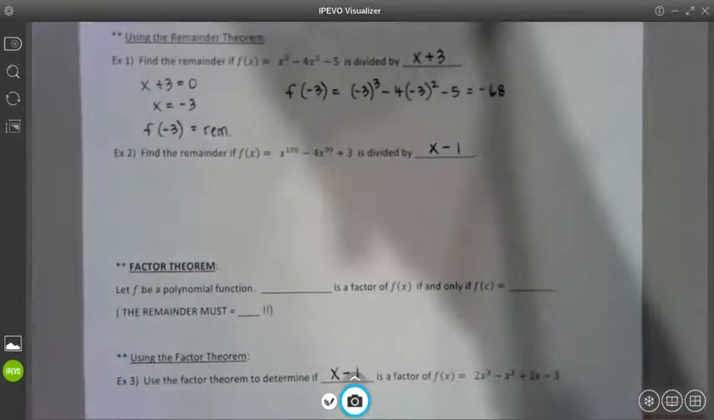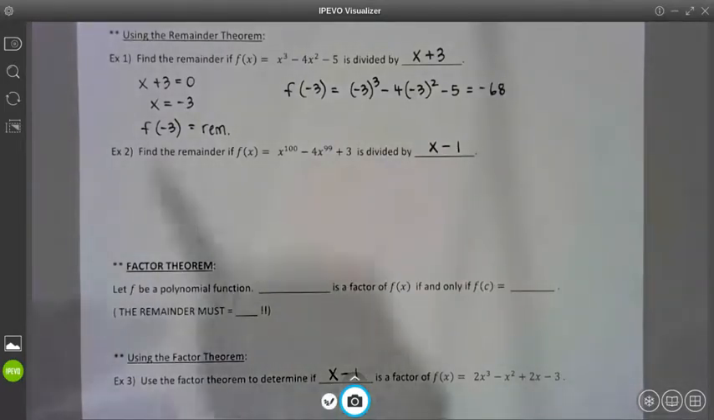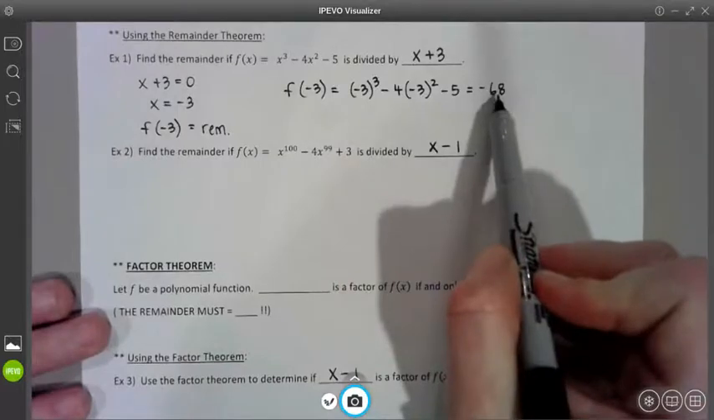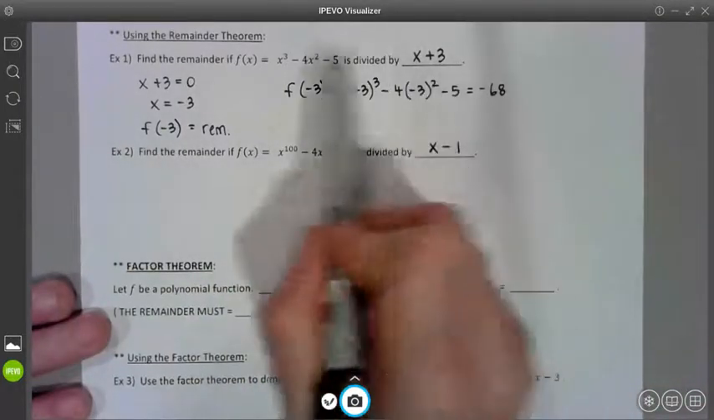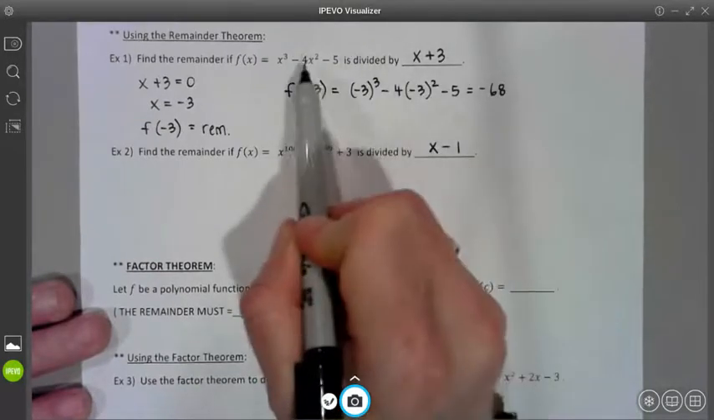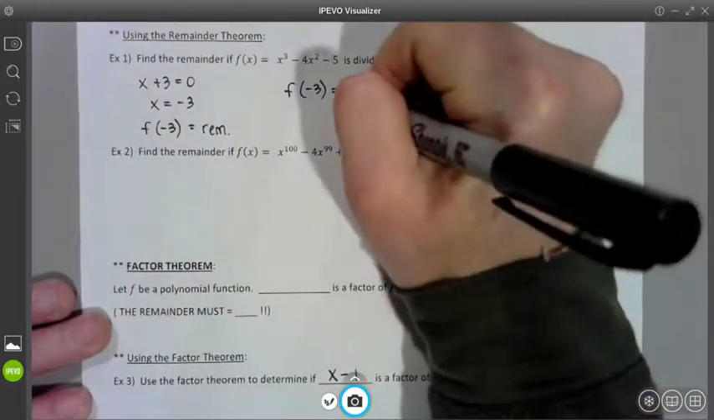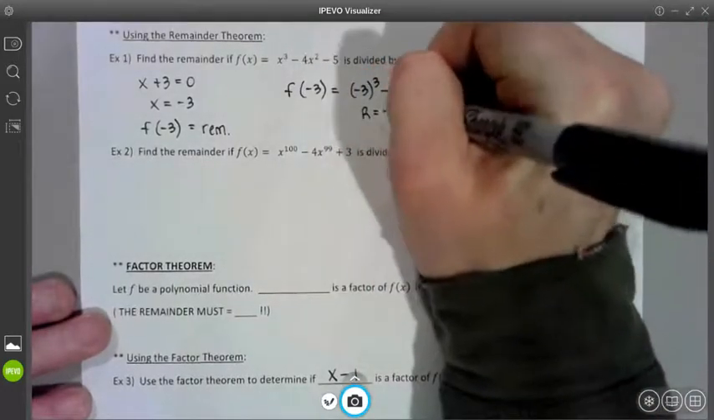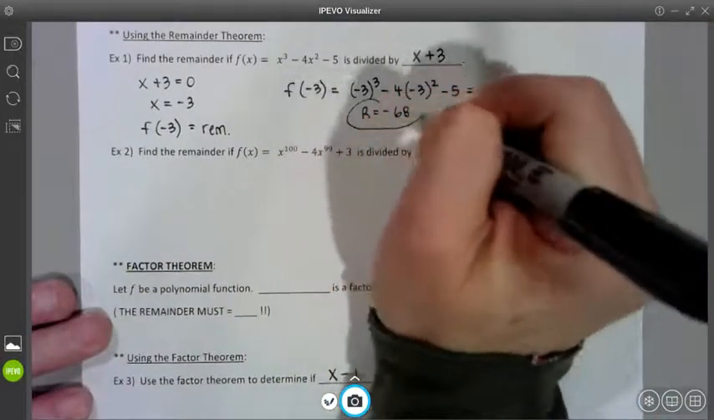So guys, clearly a 0 did not come out of this function, which means it's not a factor. It did not divide evenly in because the remainder was not 0. If the remainder was 0, then 0 would have come out when I plugged negative 3 in. So that means x plus 3 does not divide evenly into this polynomial, and it means x plus 3 is not one of its factors. All right, so that's no. So that means the remainder is negative 68, which is really what they asked us to find. They just asked us to find the remainder.